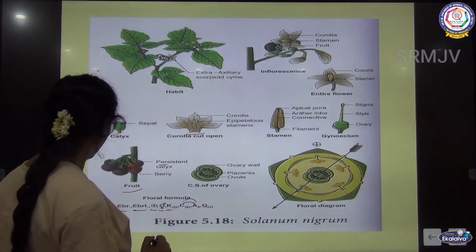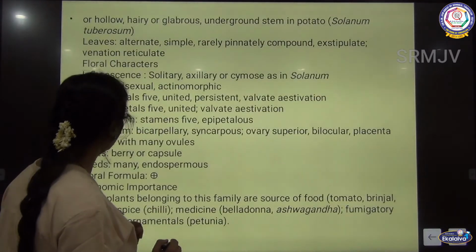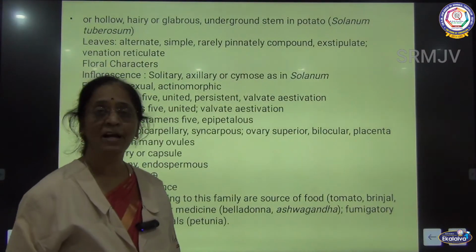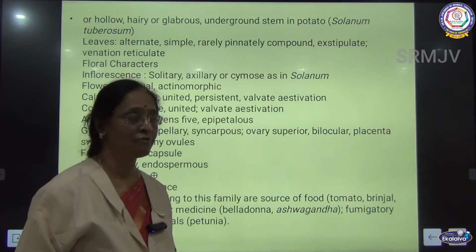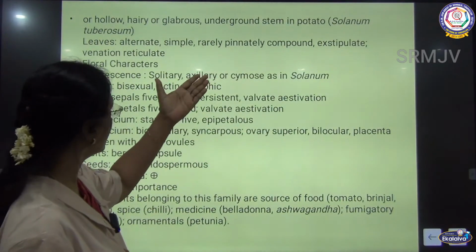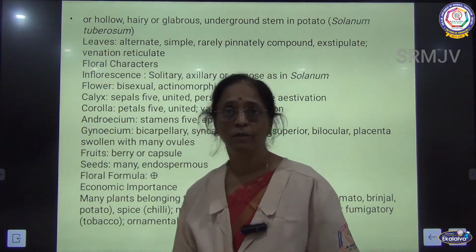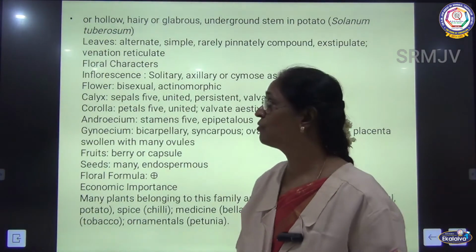If you see the explanation, you can find here the potato also, because we said that it is the potato family. So, the underground stem we see is Solanum tuberosum, tomato, brinjal, tobacco, all belong to this family.